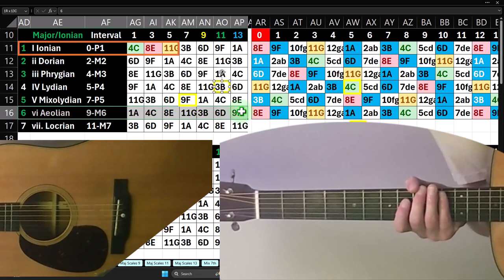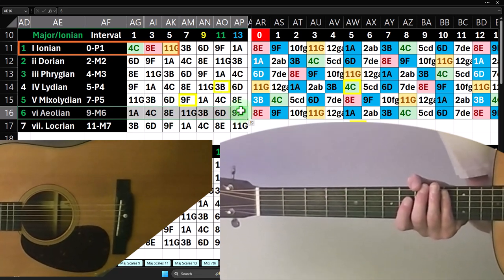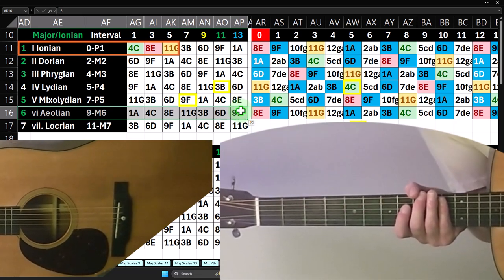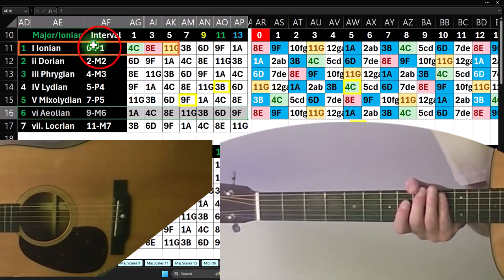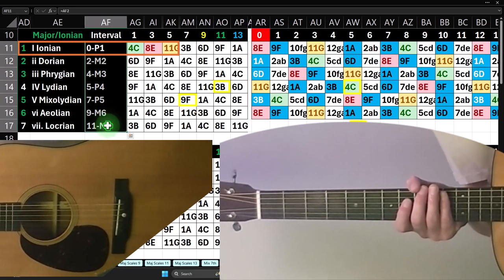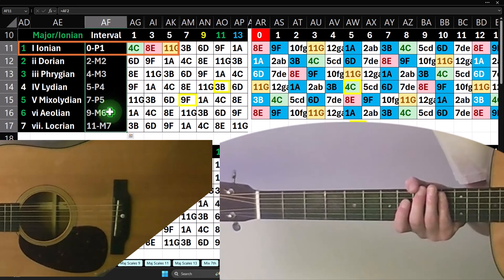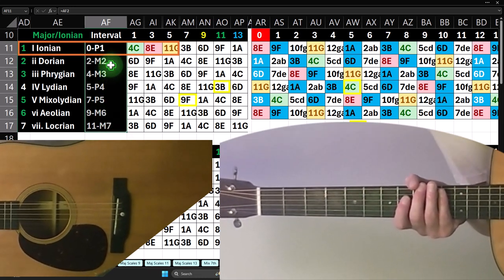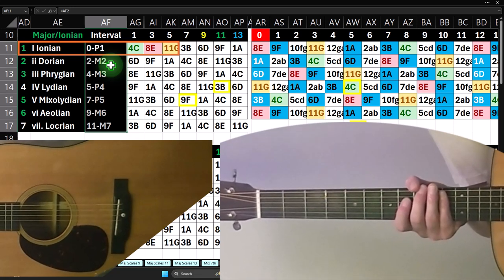The 6th is the relative minor, the main minor. So we can look at the 6th, compare it to the major, and basically all the perfects remain the same, and all the major intervals change to minor intervals, except the major second, which remains the same. So that helps us to do that comparison.